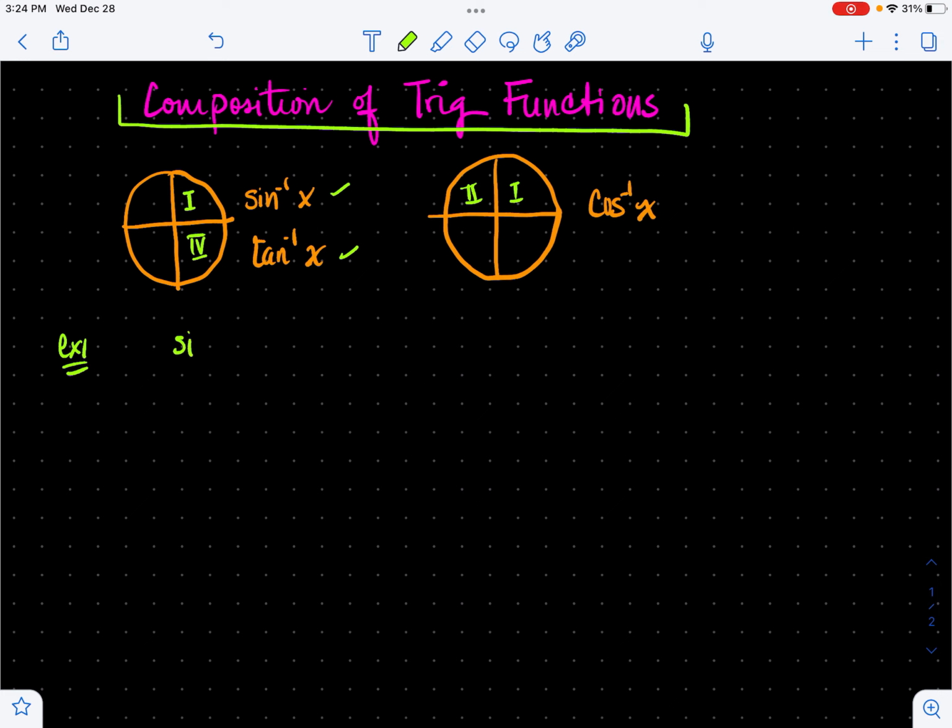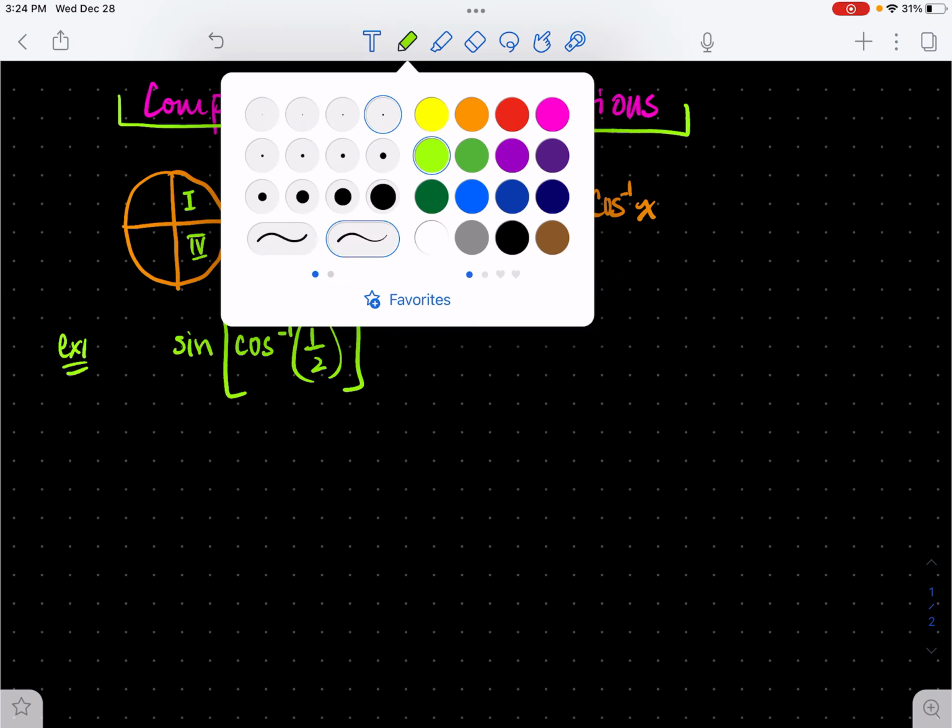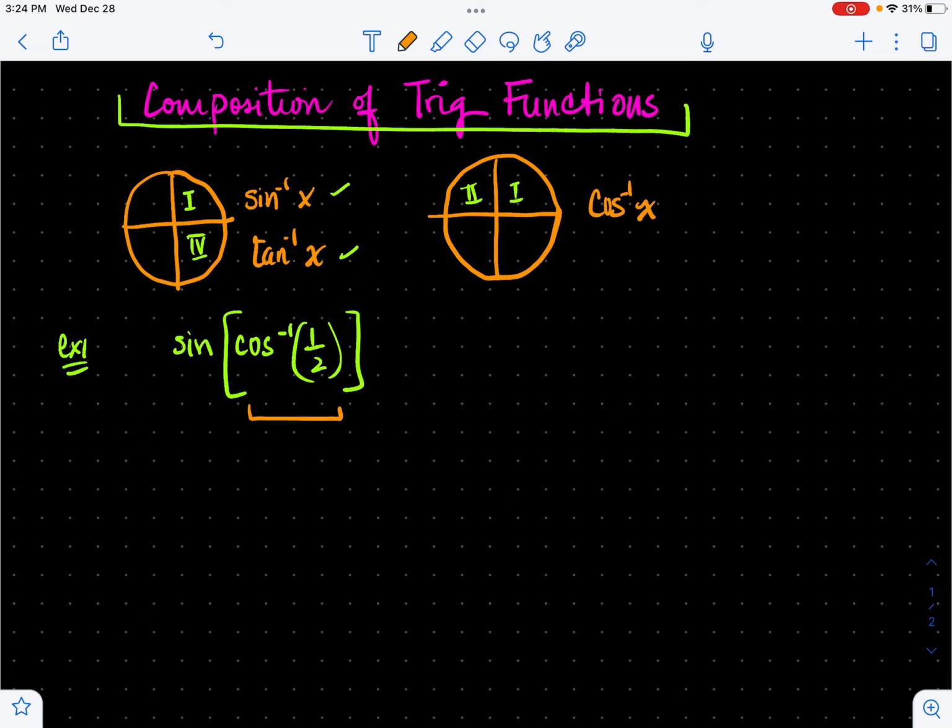Okay, we're having composition functions, which means obviously we're going to have more than one function. If you look at this example, this one's saying sine of cosine inverse of half. Just like in composition functions, if there is more than one, we've got to start with the second function, the one on the inside. So in this case, we've got to start with this part first.